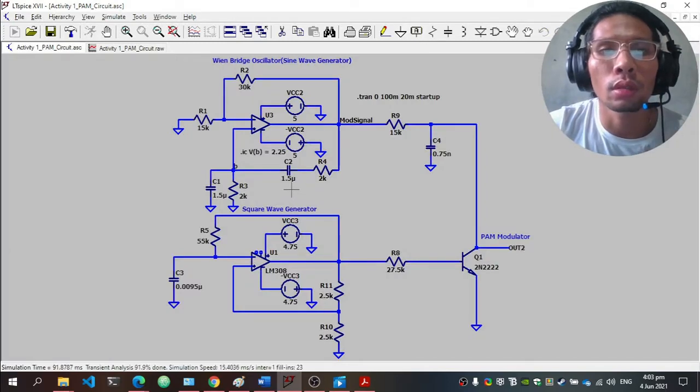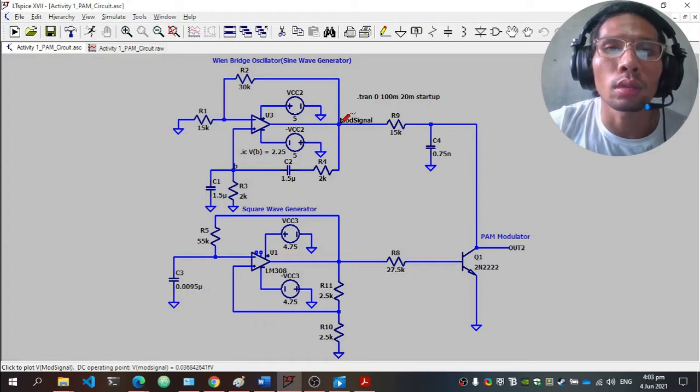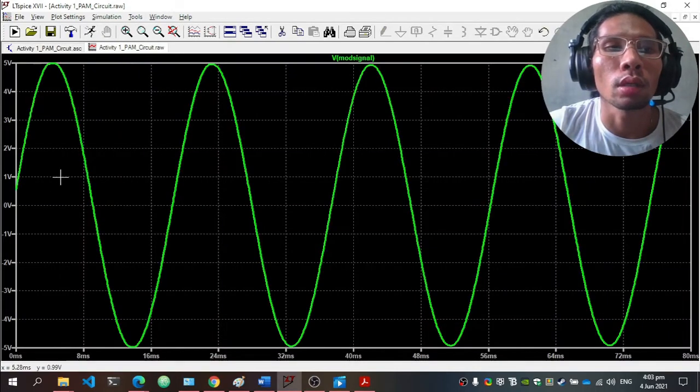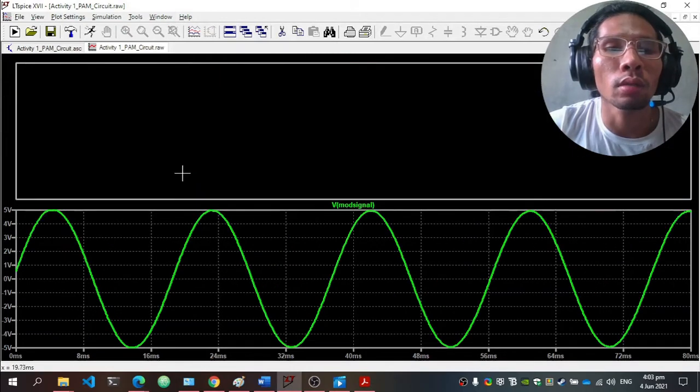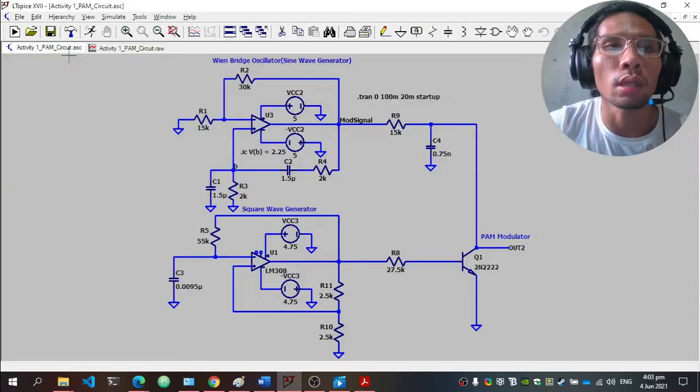So first I will show you the output signal of the Wien bridge oscillator or the sine wave generator circuit by selecting the output node of the circuit using the probe, and we can see the modulating signal on the result of the LTSpice plotting graph. Then by adding a plane, we can add a trace of another output signal.